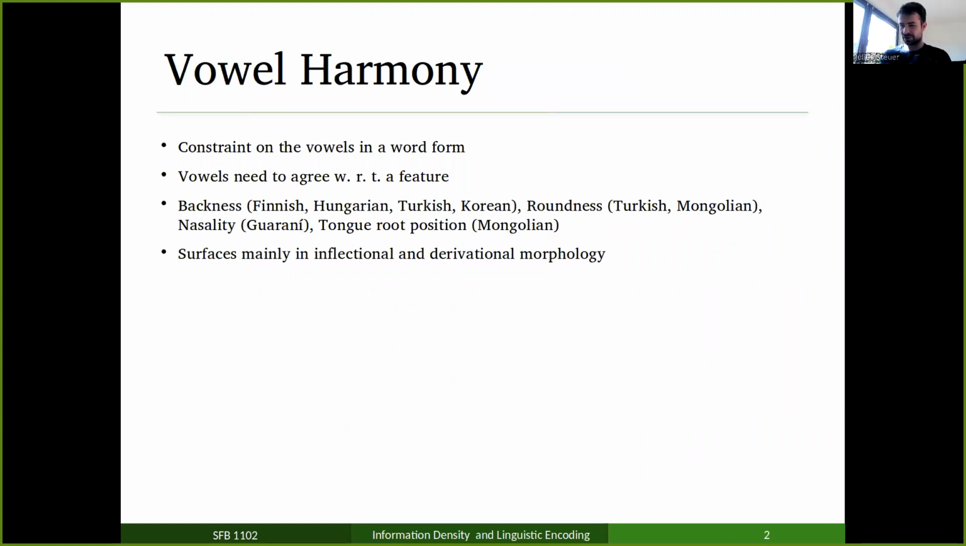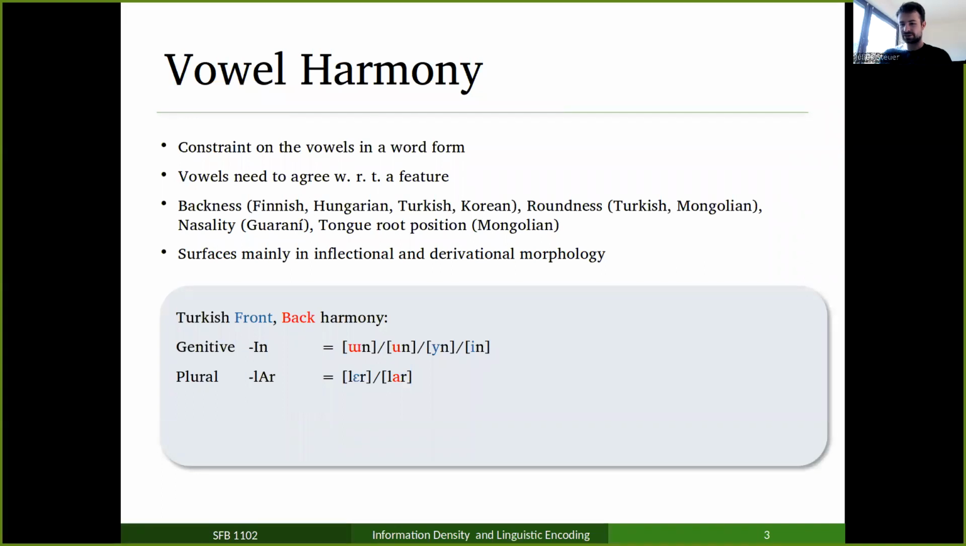Vowel harmony is a constraint on the vowels of the word form, meaning that all vowels in a specific word need to agree with respect to a specific feature. The feature can be backness, for example in Finnish, Hungarian, Turkish, Korean; roundedness in Turkish, Mongolian; nasality in Guarani; and tongue position in Mongolian. Vowel harmony mainly surfaces in inflectional and derivational morphology, but also in the bare stem forms of a language.